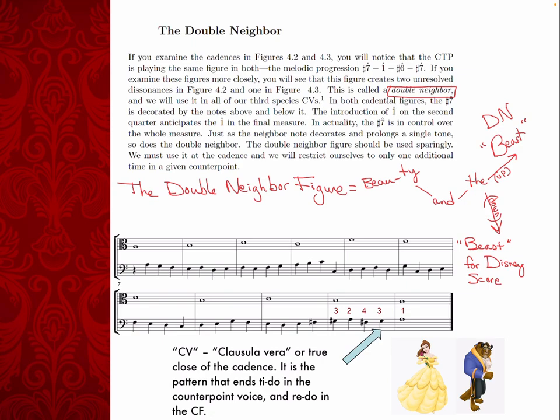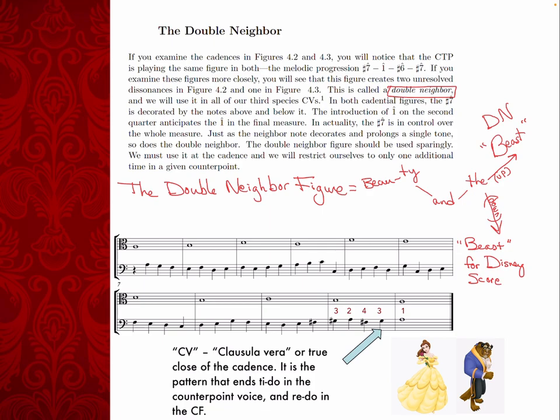Let's just explain the double neighbor a little bit more. It's hard to keep straight in our minds the double neighbor sound versus the cambiata sound. They both involve going either up or down a whole step with a leap of a third between beats 2 and 3, and it's hard to keep them straight.